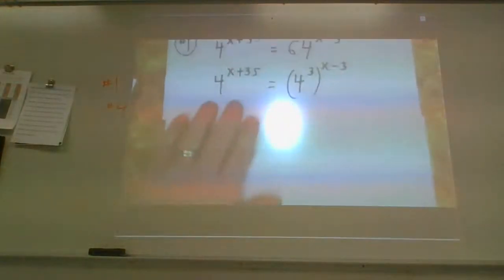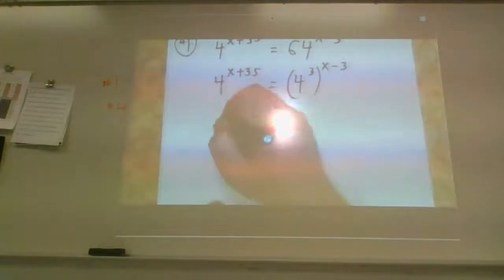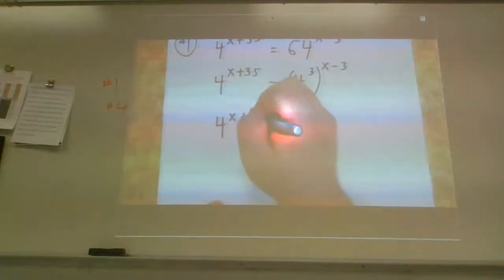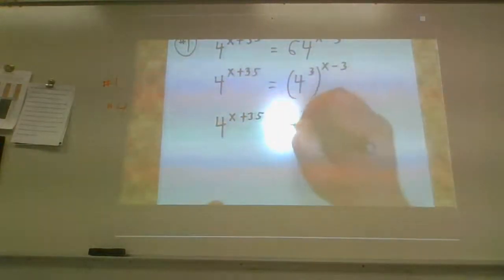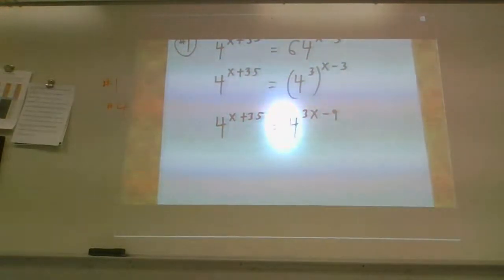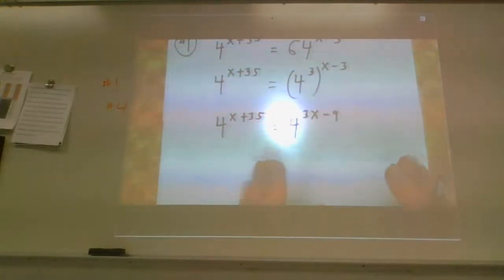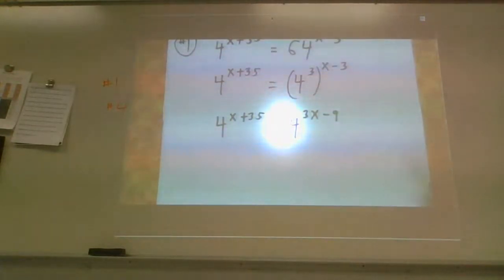Getting this piece of information means that we are also allowed to multiply the two exponents together. By multiplying the two exponents together, you'd have to distribute that 3, so it would become 3x minus 9 in this instance.